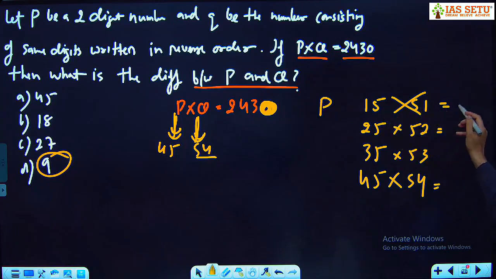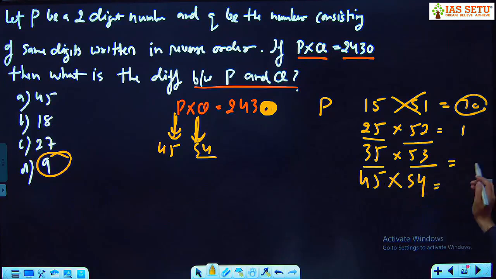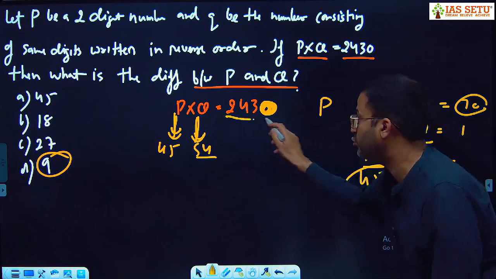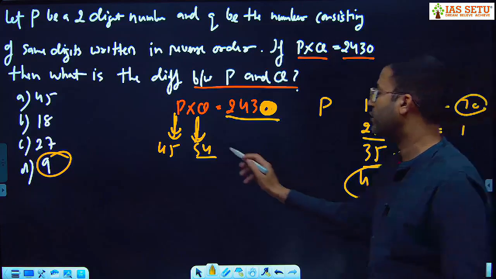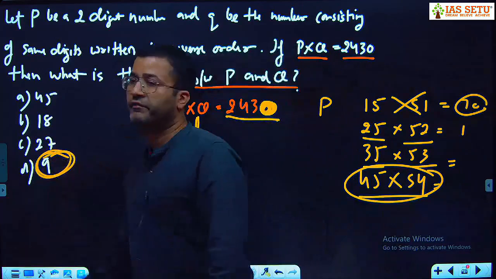What is 15 into 51? 750 something, 700 something, या जैसे भी. 25 into 52, 1000 something. This is 1600 something. Only this value is possible because it matched with 2430. So here one number is 45, other number is 54. So their difference is 9.